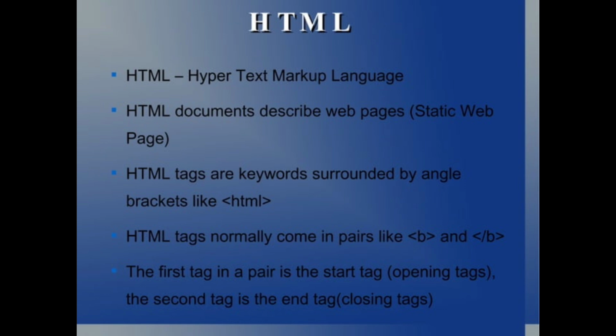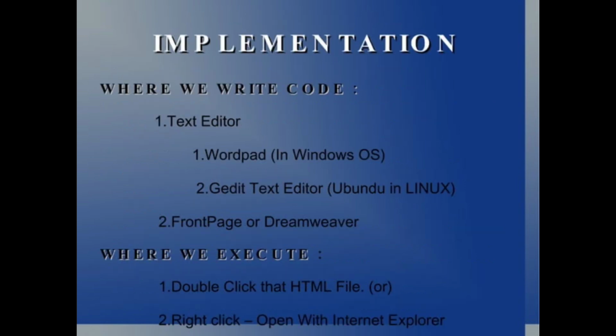An HTML tag is a keyword surrounded by angle brackets, like <html>. HTML tags normally come in pairs, like the break tag. One of the pair is the opening tag and the other one is the closing tag. What is the implementation?